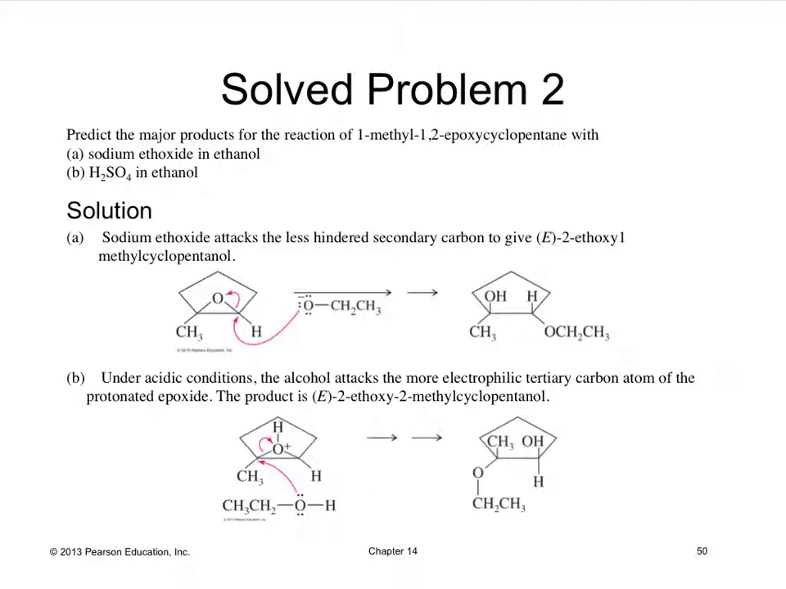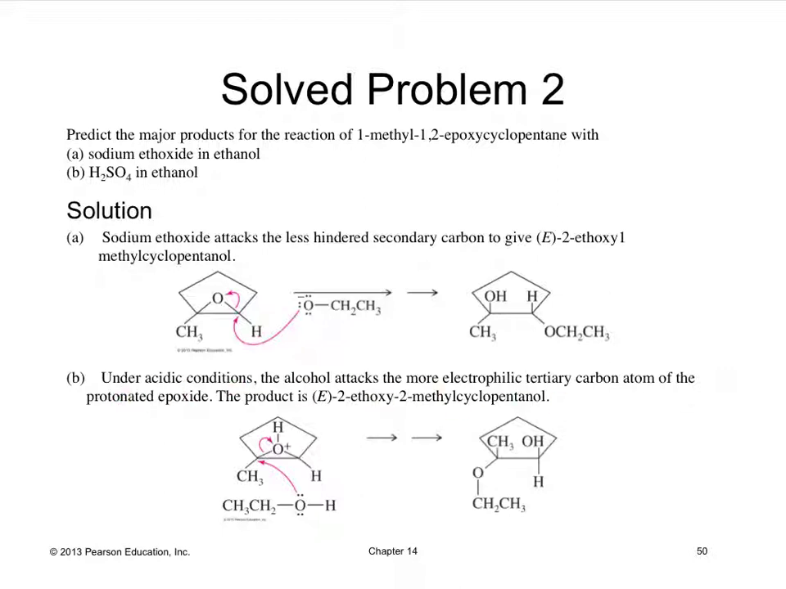So let's do a problem. It says predict the major products for the reactions of 1-methyl-2-epoxycyclopentane with sodium methoxide and ethanol, and H2SO4 and ethanol. In the case of sodium ethoxide and ethanol, it'll attack the least substituted side and ring open. So it'll give you the 2-ethoxy-1-methylcyclopentanol. Once it ring opens, you protonate using the ethanol.